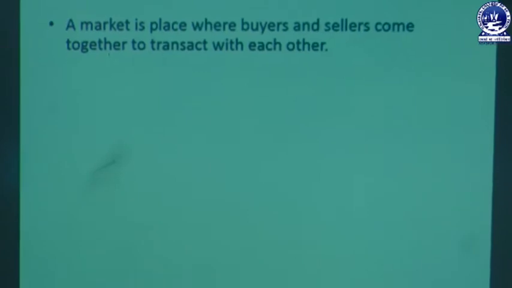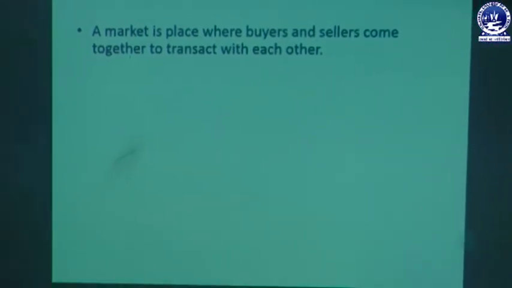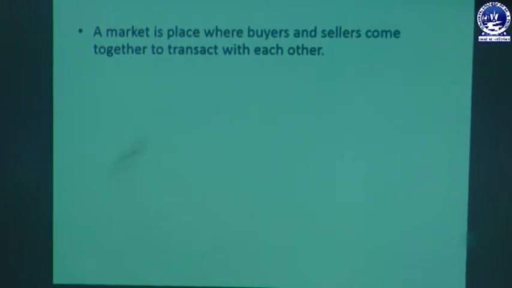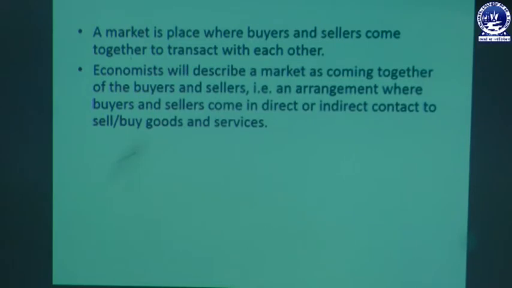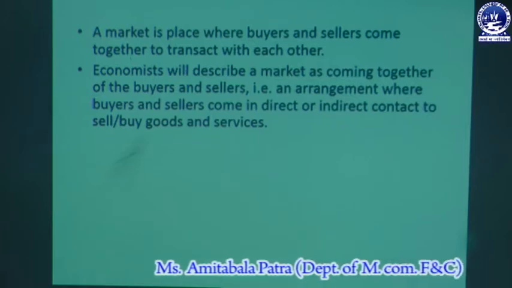This is a very common definition of a market that we all grow up with, that a market is a place where buyers and sellers come together to transact with each other. And in economists' terms, if we describe it, a market is the coming together of buyers and sellers, an arrangement where buyers and sellers come in direct or indirect contact to sell or buy goods and services.